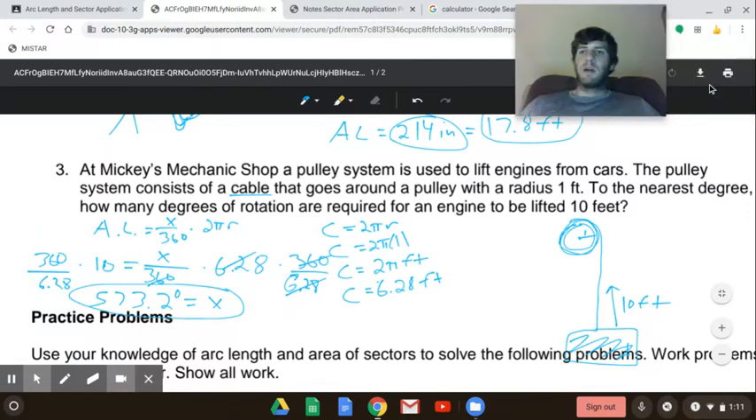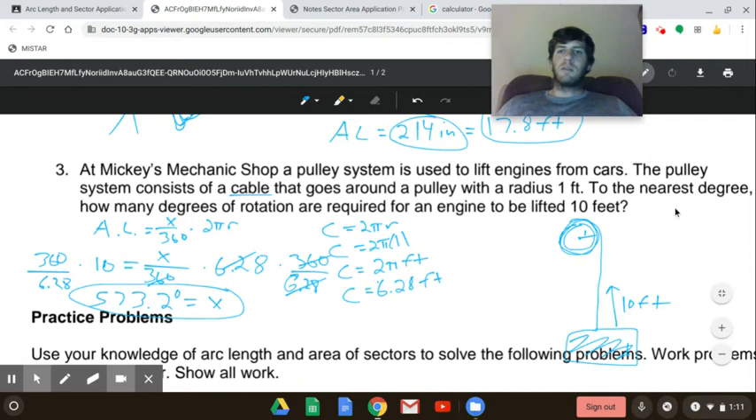Okay, so those are the 3 guided questions there. We'll do obviously a walkthrough video as well for the practice problems.